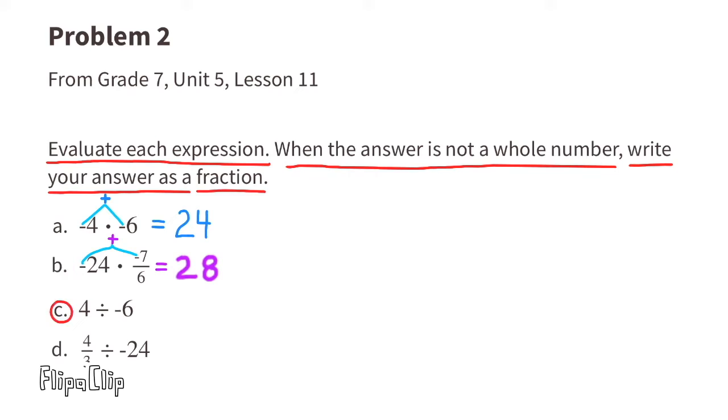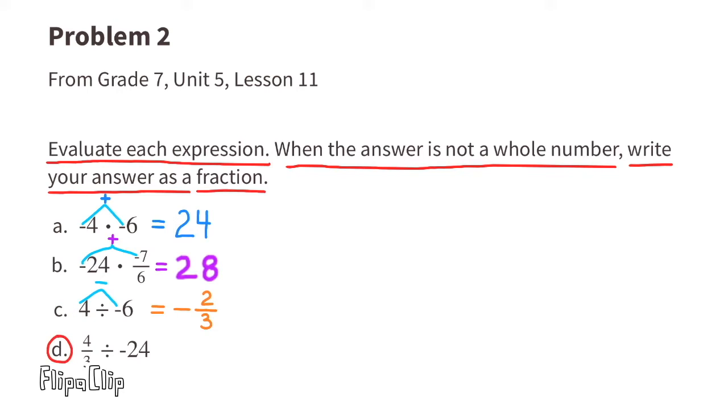C. This is a positive divided by a negative, so we know the answer is going to be a negative. And 4 divided by 6, that's the same as 4 over 6. We can do some simplifying. 2 goes into 4 twice, and 2 goes into 6 3 times. 4 divided by negative 6 equals negative 2/3.